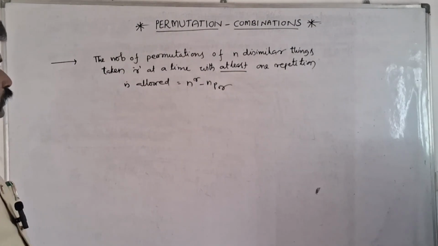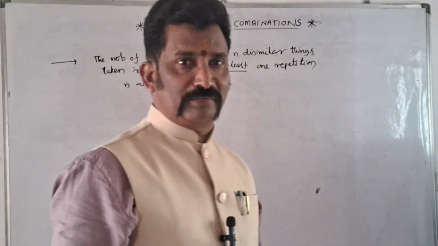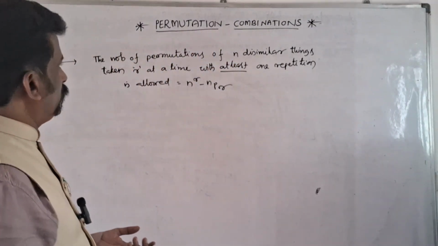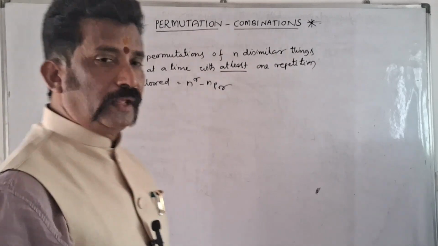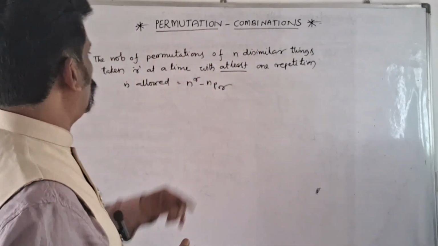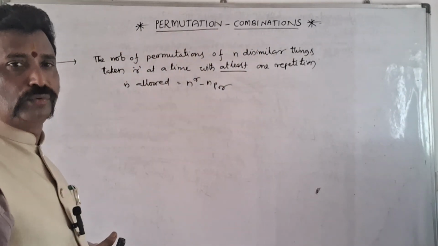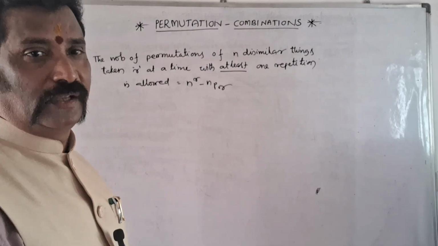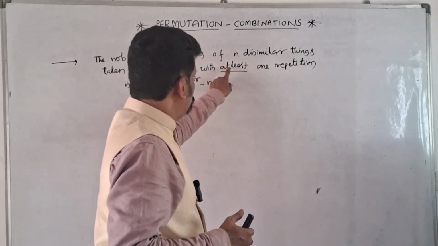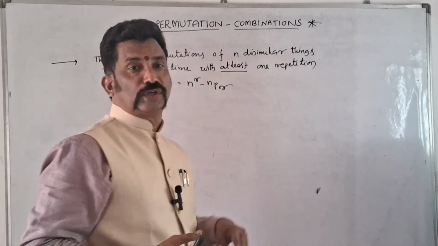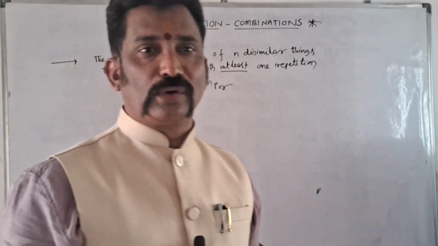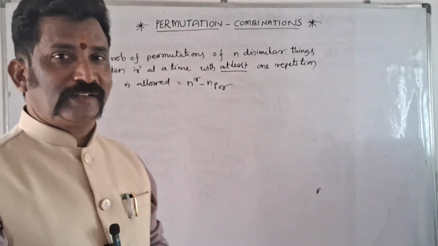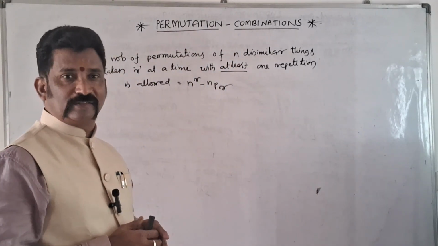The number of permutations of, the number of arrangements of, both are the same. The number of arrangements of n dissimilar things taken r at a time with at least one repetition allowed is equal to n power r minus nPr. At least, this one is very important.